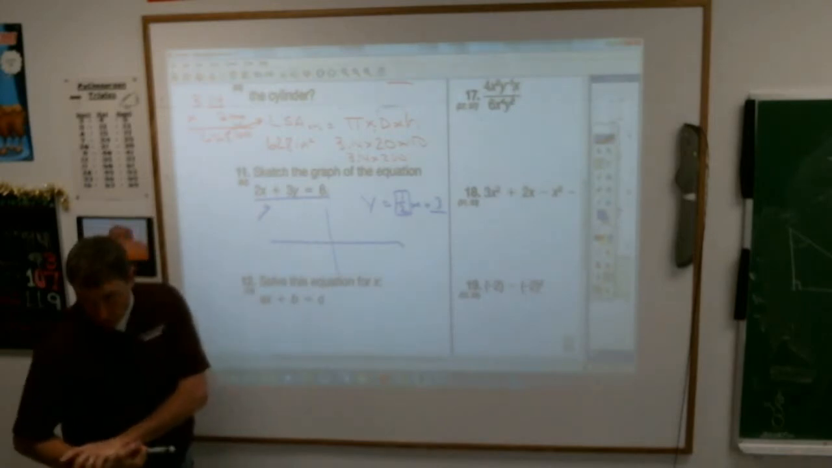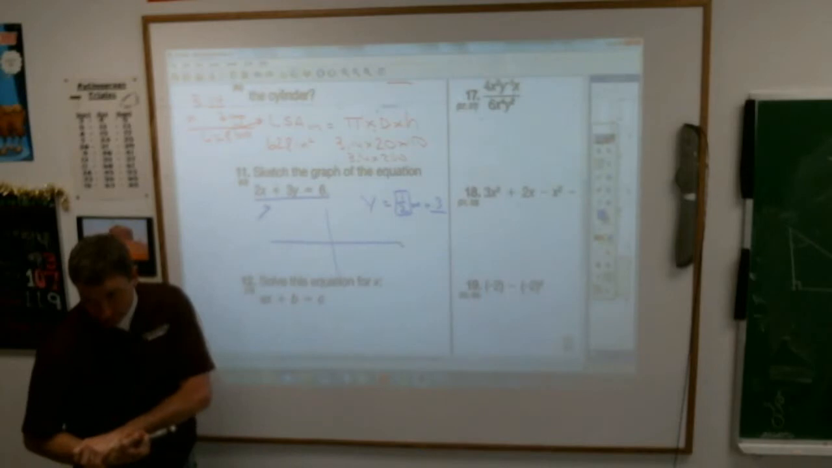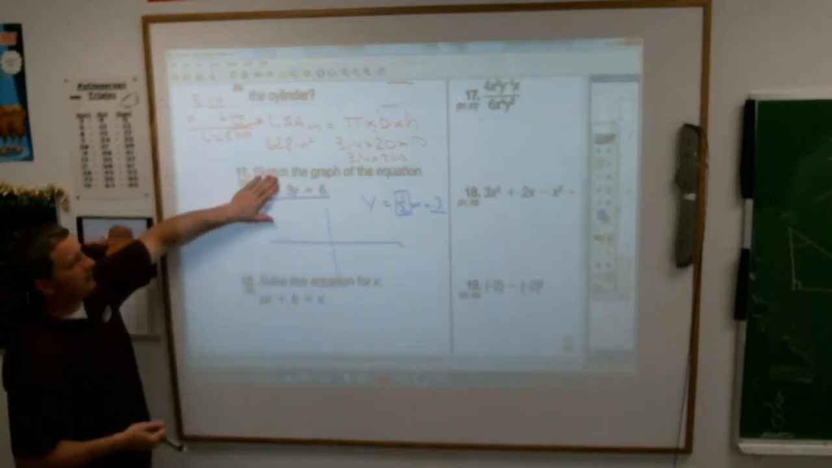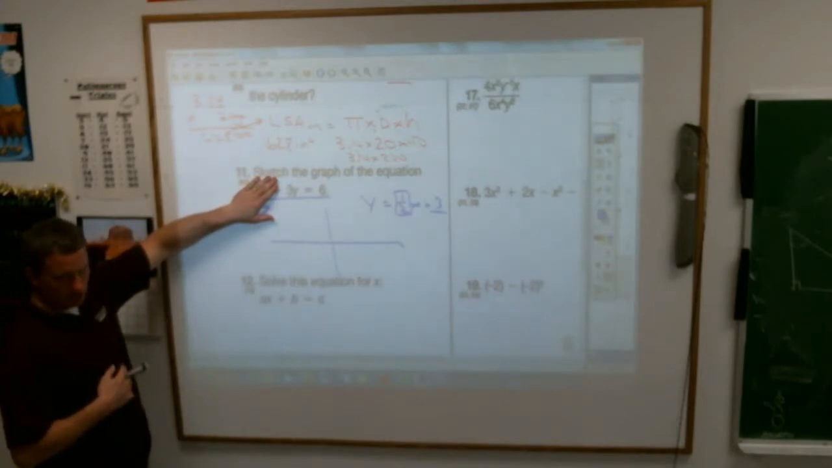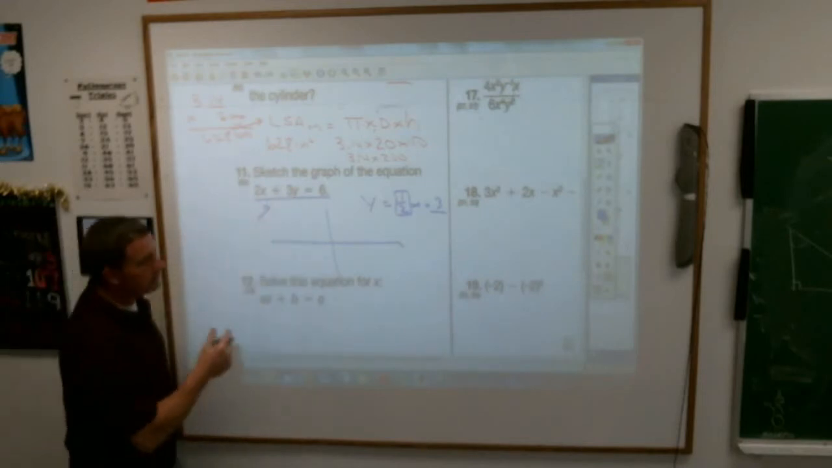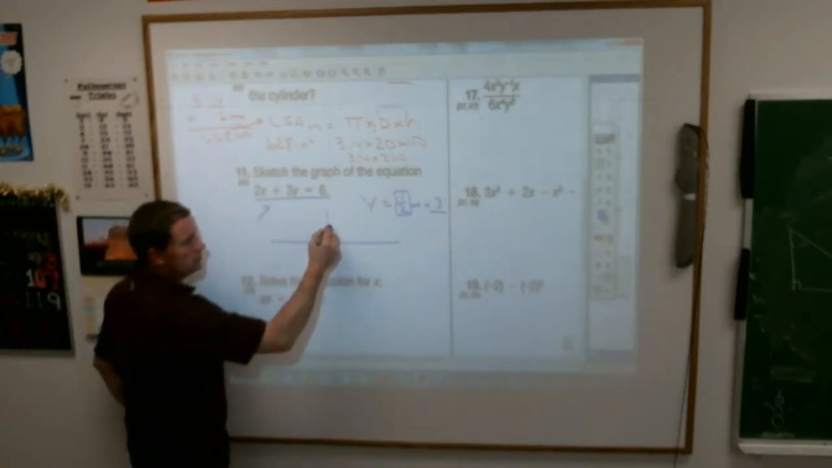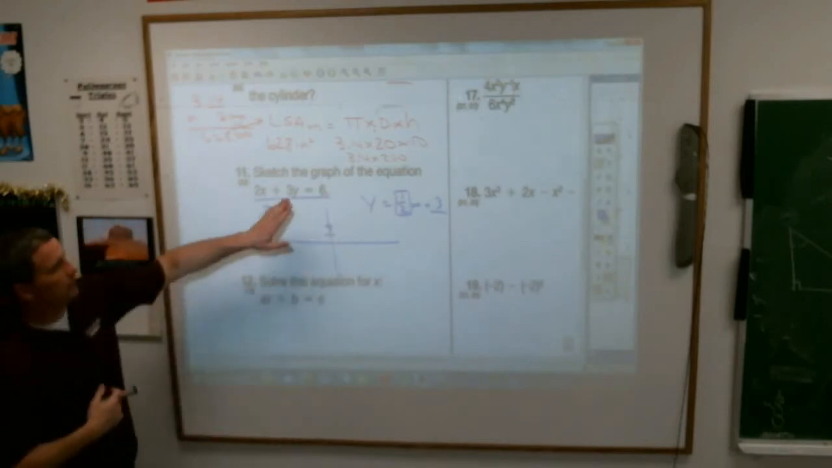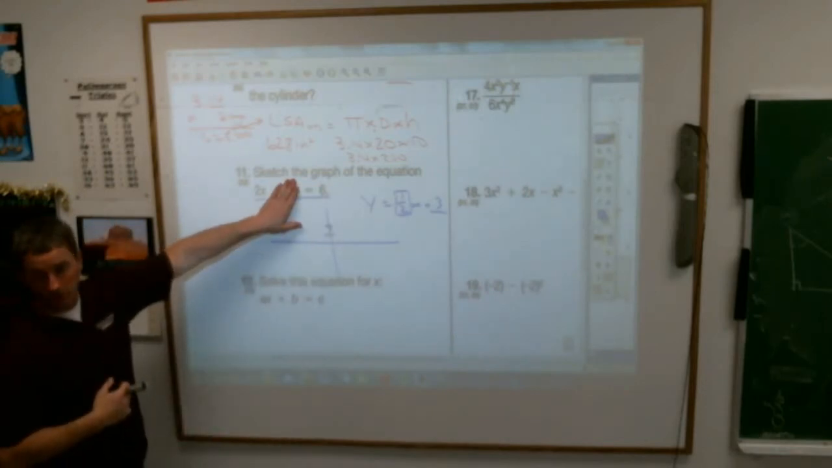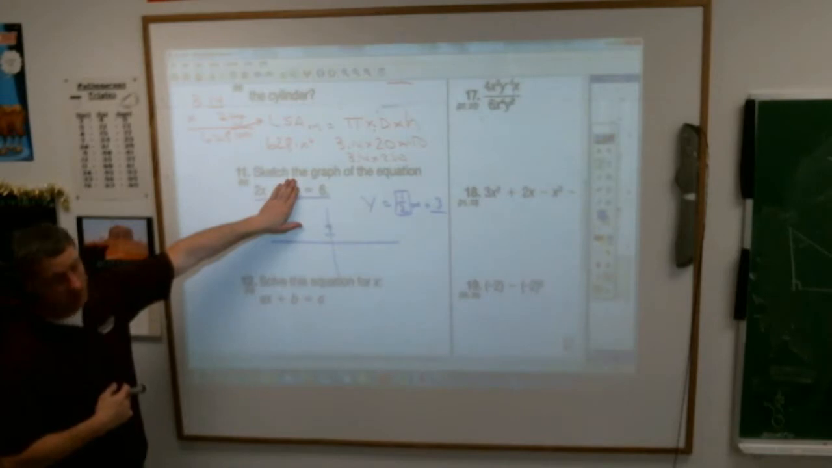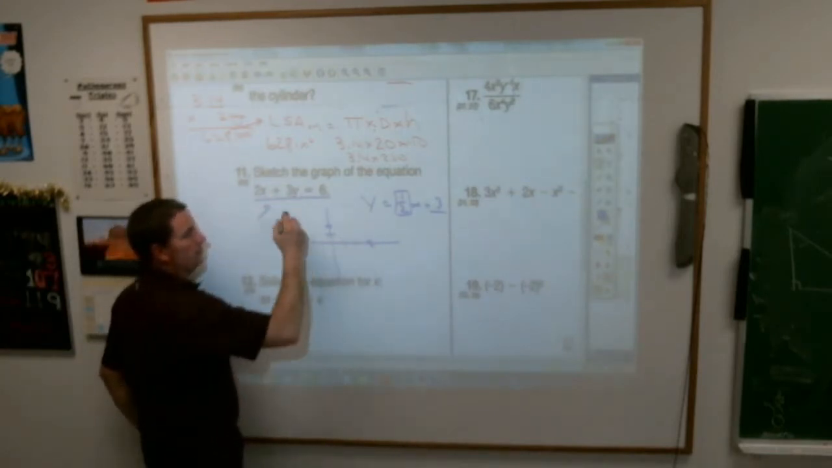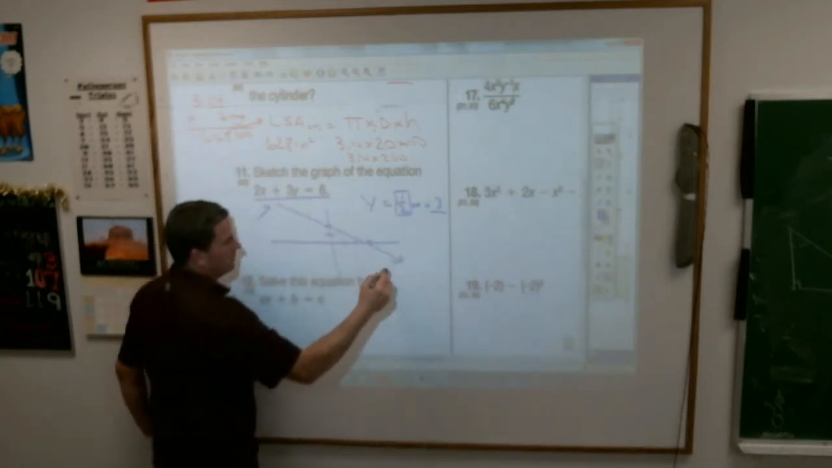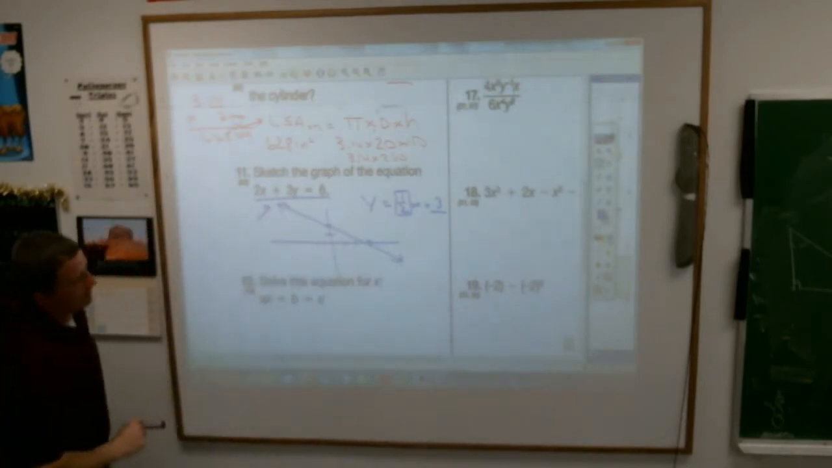How do I do that, Christian? You cover up the x. Exactly. If I cover up the x and put 0 in for it, if 3y equals 6, 3 times what number gives me 6, Lutz? That's where the y-intercept is, at 2. I do the same thing to cover up the y. 2 times what number is 6, Christian? That's where it crosses the x-axis, at 3. I got my 2 points. I draw my line all the way through it with a nice straight ruler, and I put my arrows there.